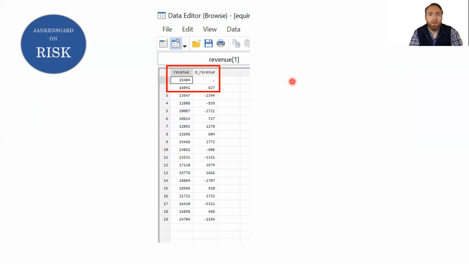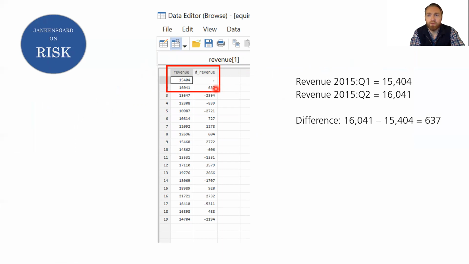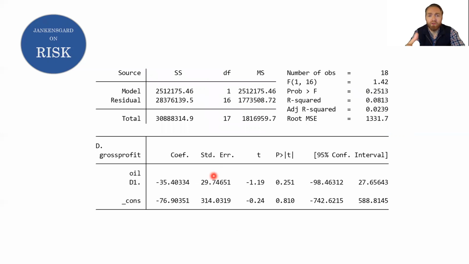To implement that in your econometrics program, you just compute that change. The difference here between these two quarters is 637, so you will see that appear here. We create a new series, basically a new series for the difference in revenue, so that's a new variable that we can use in the regression. Very simple. And I'm using Stata, by the way. It's an econometrics package. You can use whichever you prefer. Even Excel has this kind of functionality, so don't let that stop you.